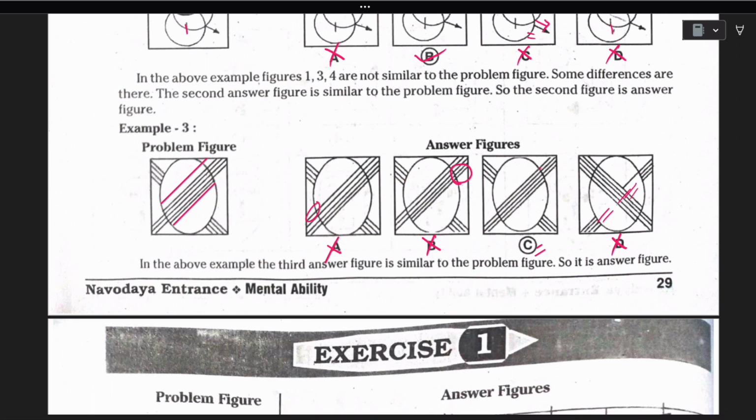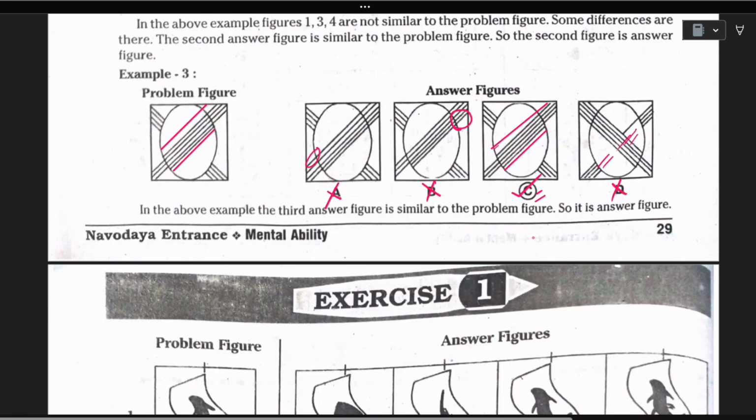Here the lines are the same. And here also 1, 2, 3, 4 lines are the same. Here also the line is only inside the circle. And in this one, it is starting from here and going to the corner. So everything is the same. So we will be selecting C as our similar figure.